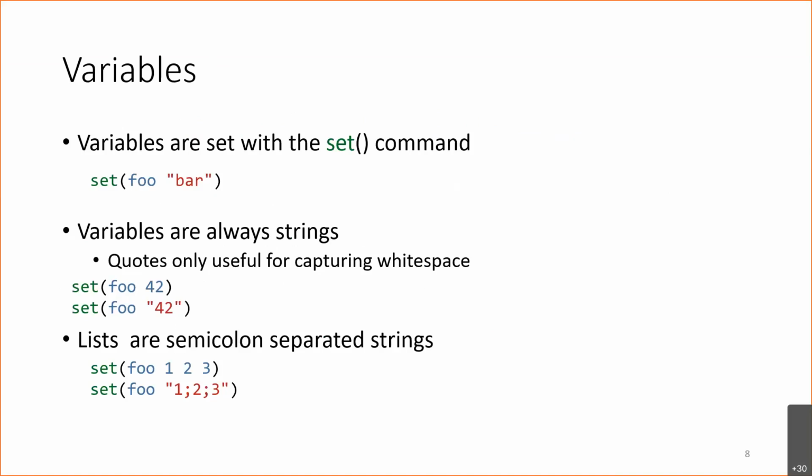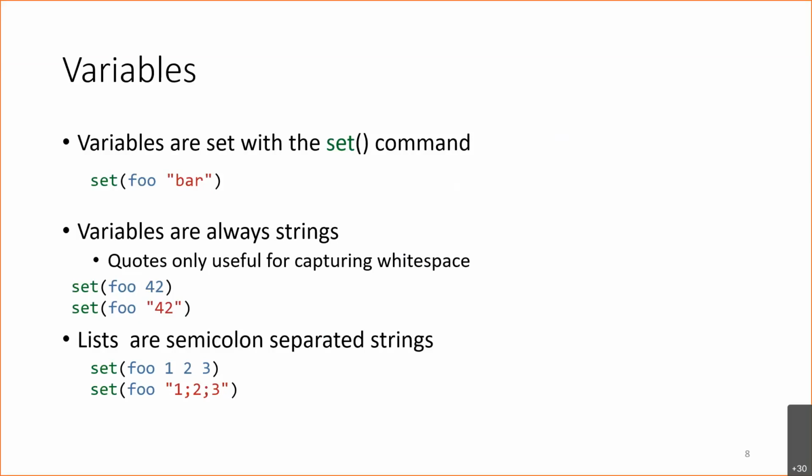Variables can be set using the set command. So in this example here, we're setting the variable named foo to a value of bar. Variables are always strings. So quotes are used only for capturing white space within an argument to prevent it from being split up into multiple arguments. And as we can see here, we're setting foo to the value of 42, and it doesn't matter if we put it in quotes or not, it still ends up being a string.